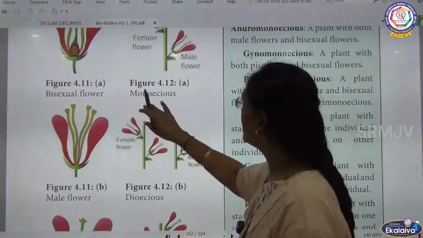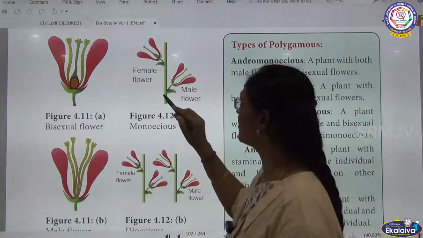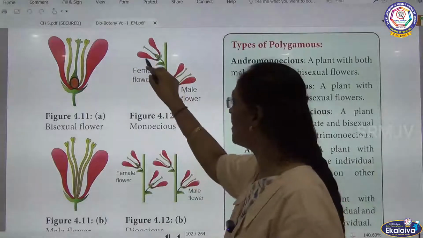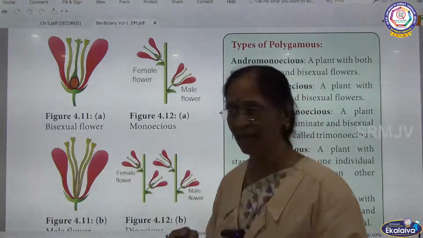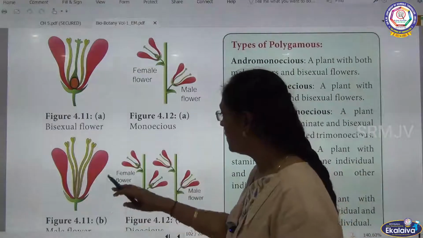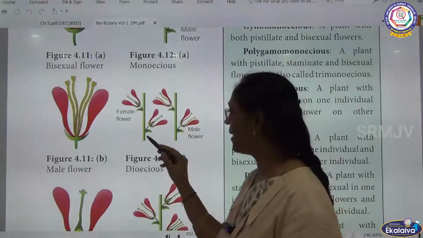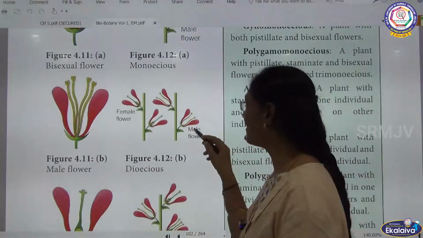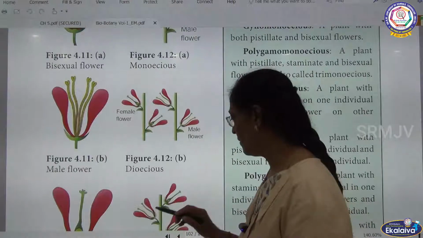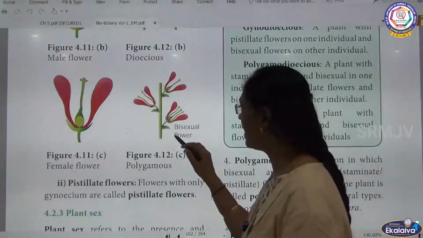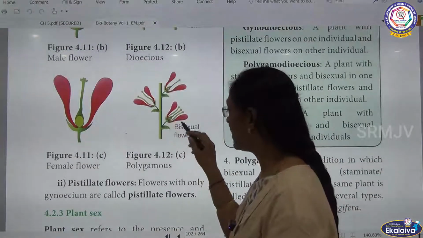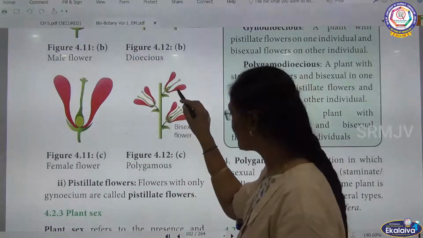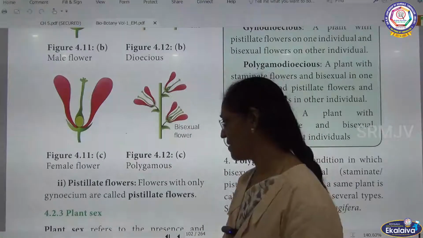And this flower has only a gynoecium, so you call this a pistillate flower. And here you will find a monoecious plant, where on the same plant you will find the female flower as well as the male flower. Here this is dioecious, where in one plant you will find only the female flowers and in another plant you will find the male flowers. Then here is the polygamous condition, where you will find staminate, pistillate as well as bisexual flowers.